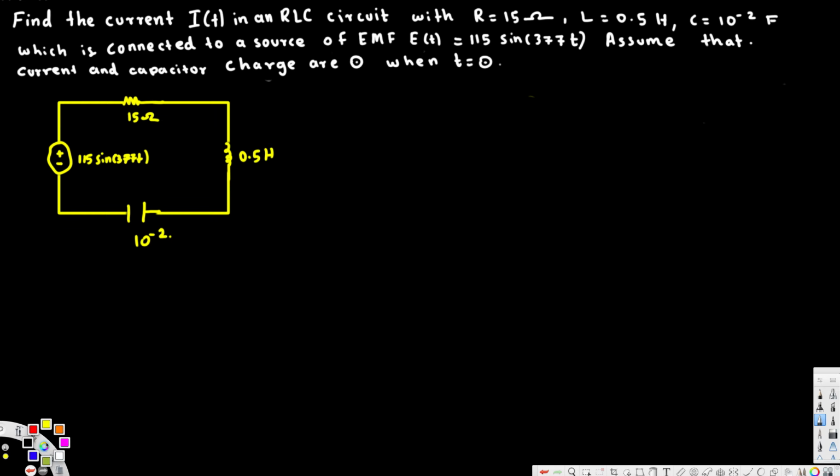Our purpose is to find the current through this one. So let's say the current is going in this direction. Let's call this one I of t. So this is what we are trying to find.